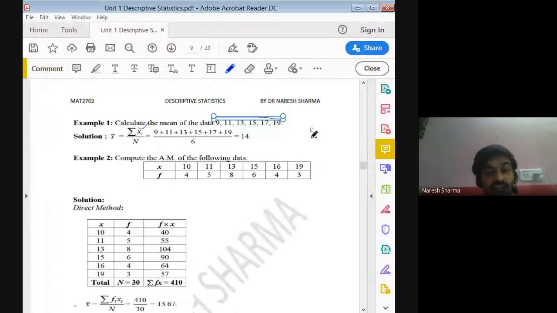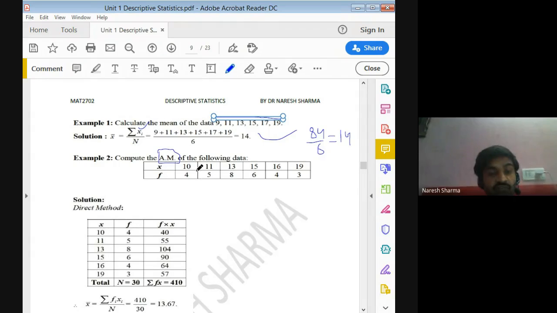If you add all these, you get 84. If you divide this 84 by 6, you get the value 14. So in this example, your mean is 14. Now, you may say mean, arithmetic mean, or average, it is the same thing.